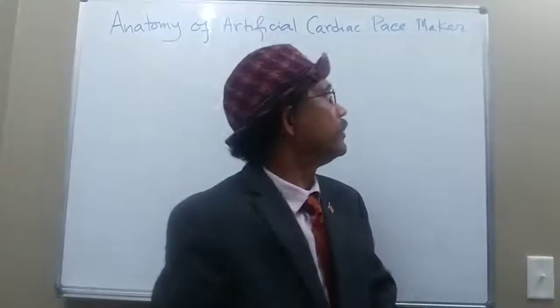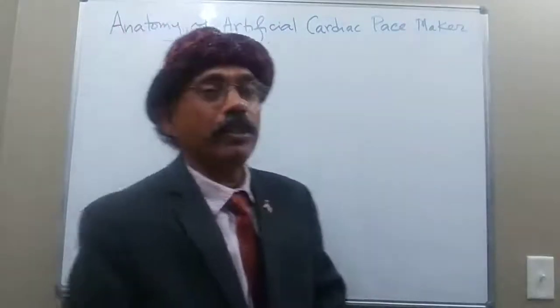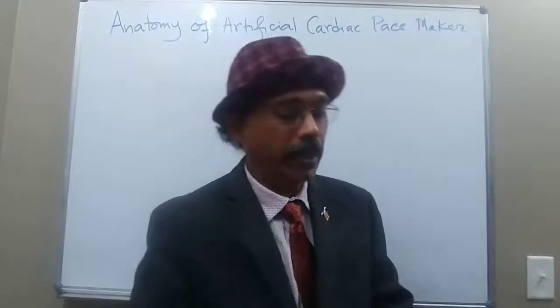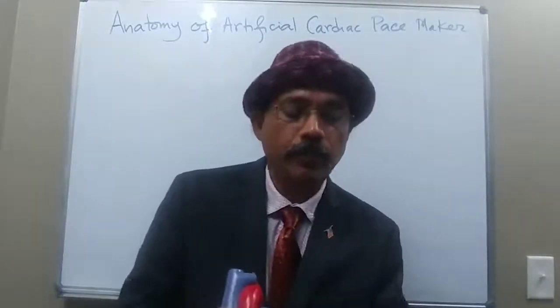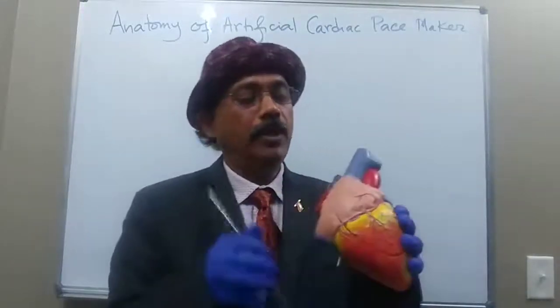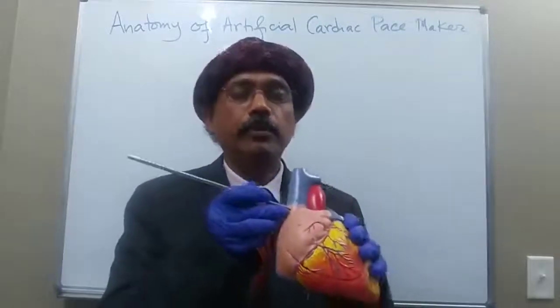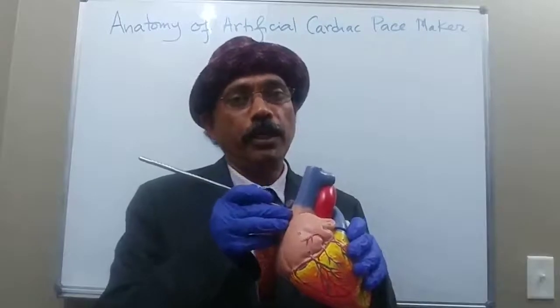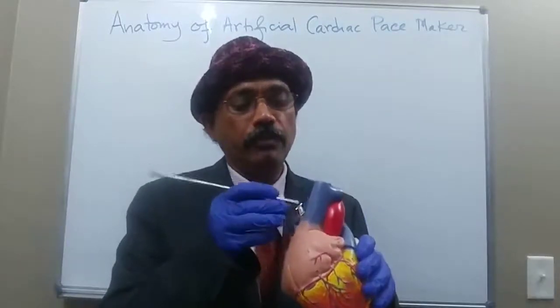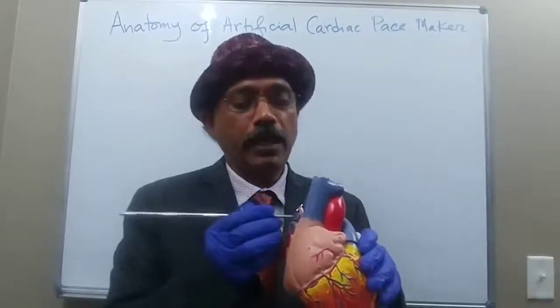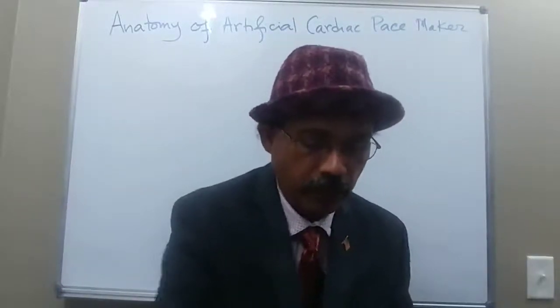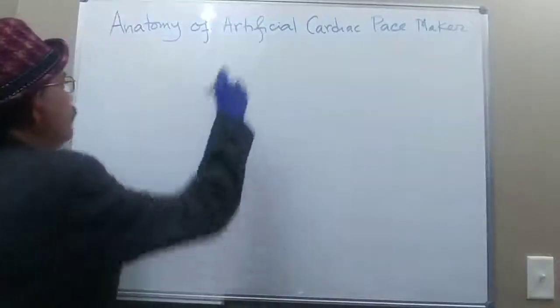So, we need an artificial cardiac pacemaker when our natural pacemaker is not working. We have a natural pacemaker, that is the SA node. The SA node is present on the roof of the right atrium at the junction between the superior vena cava and the right atrium. So that is the natural pacemaker.